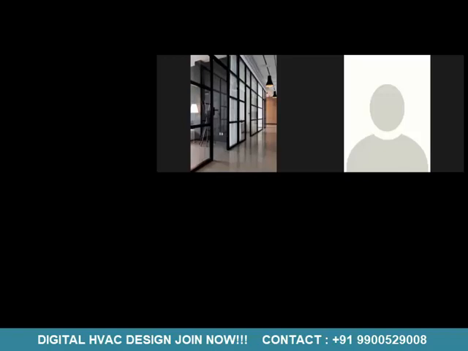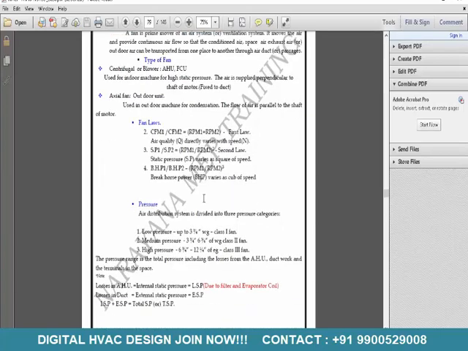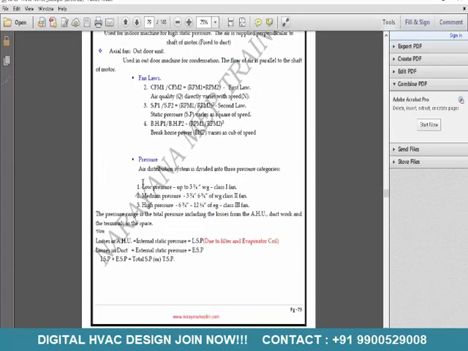Today we will be discussing kitchen ventilation. Before going to kitchen ventilation, there are a few things which we need to cover. There is a small chapter called fan selection. Then we will discuss the fan laws and low pressure, medium pressure, high pressure. So this is for fan selection.